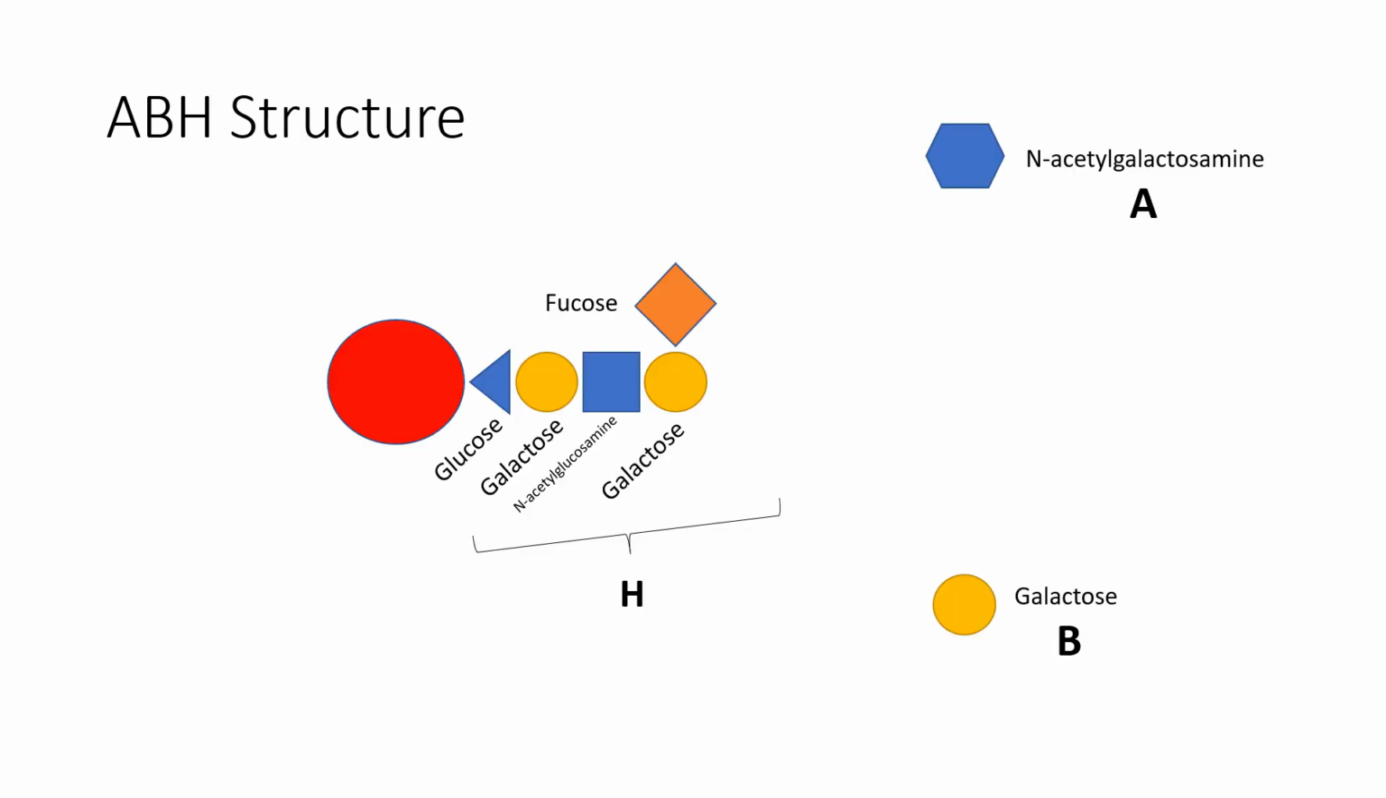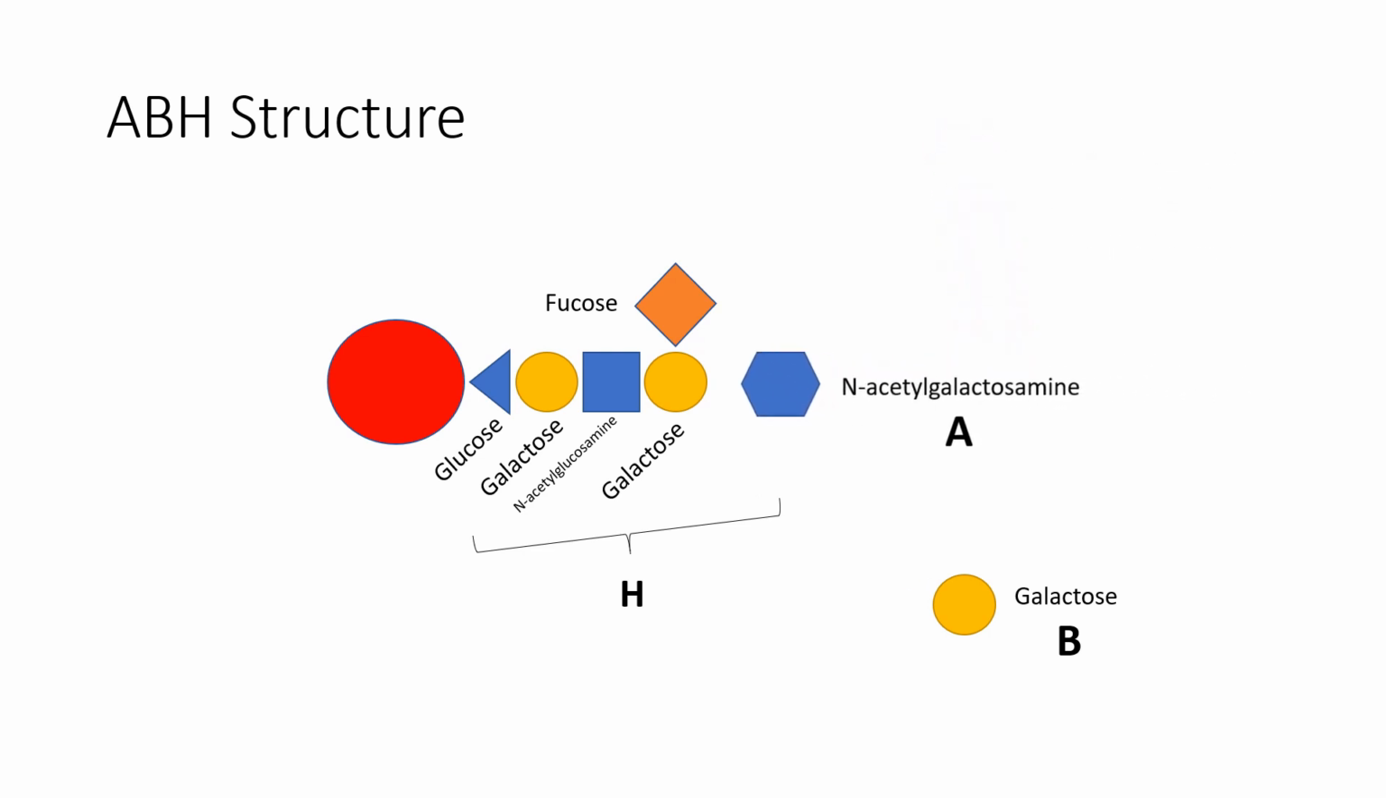This slide shows the biochemical structures of the A, B, and H antigens. On the left, we have a red blood cell with the H antigen attached. The H antigen includes glucose, galactose, N-acetylglucosamine, galactose again, and then fucose. If we attach an N-acetylgalactosamine to this H antigen, we now have the A antigen. If we attach a galactose molecule, we now have the B antigen.